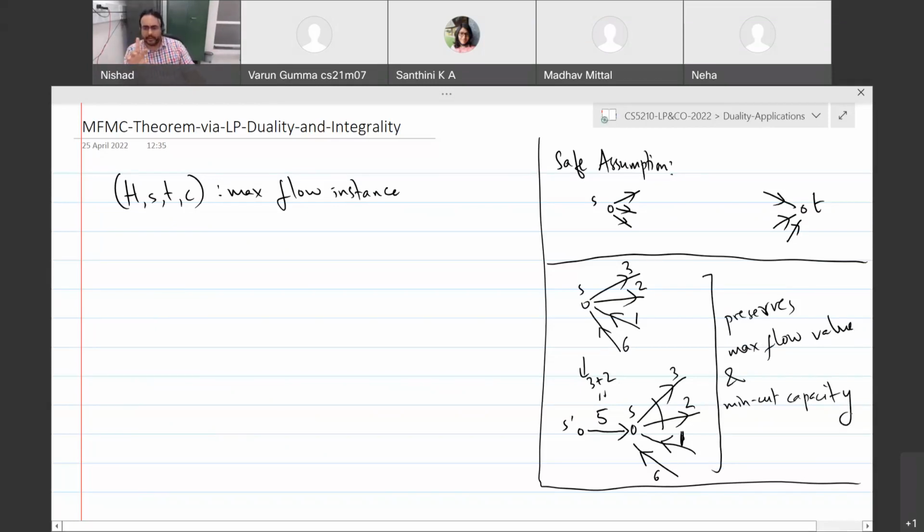Okay, and I can do the same thing for the sink vertex T. So therefore I can make this safe assumption. This will just simplify life a bit. We won't have to deal with too many complications if we make this assumption. Are there any questions or concerns?